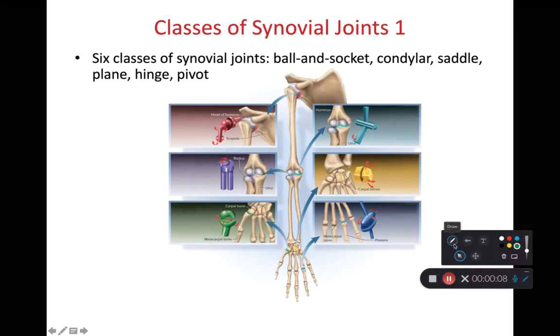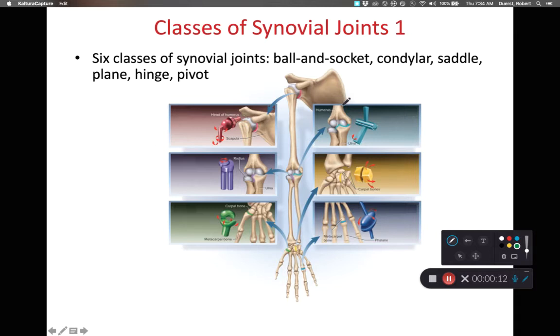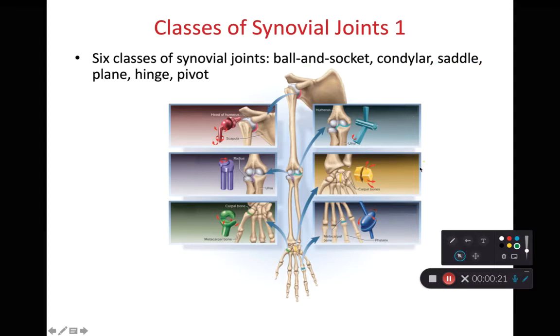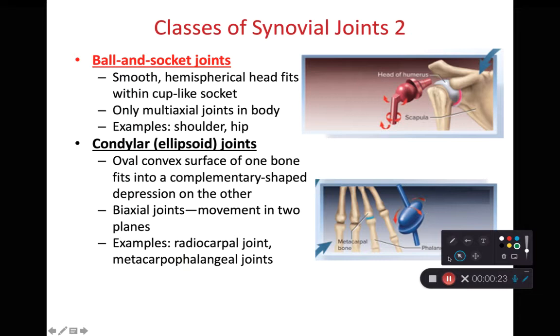Hey class, let's talk about classes of synovial joints. As we look at synovial joints, we have 6 total classes. We have ball and socket, condylar, saddle, plane, hinge, and pivot. As we look at these 6 classes of joints, we're going to spend some time talking about each of them individually.